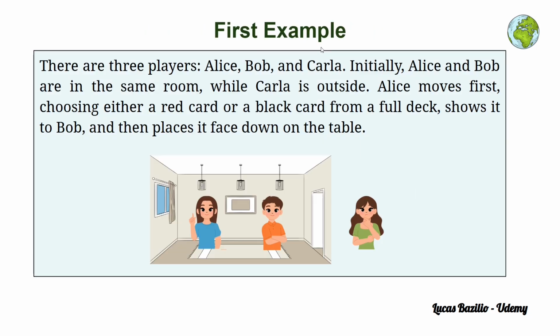Okay, let us begin with the first example. In this example, there are three players: Alice, Bob, and Carla. Initially, Alice and Bob are in the same room, while Carla is outside. Alice moves first, choosing either a red card or a black card from a full deck, shows it to Bob, and then places it face down on the table. Here we can see in this illustration the initial situation, right? We have Alice and Bob in the same room, and then we have Carla outside this room.